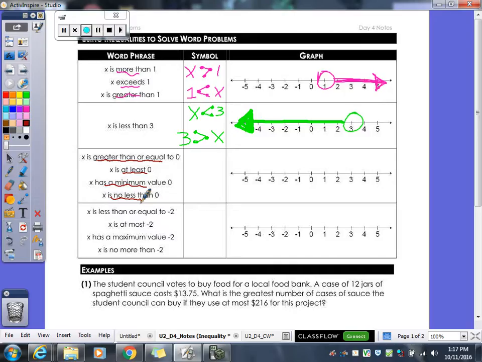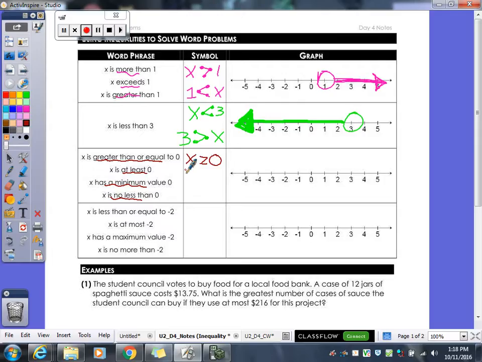Because if I say you have to be at least 16 years old to drive, what does that mean? 16 or older. You can't be 15 and a half. You can't be 15 in 10 months. At least 16. That means you have to be a minimum of 16 to drive, right? So it's going to be X. Now here it's not 16, it's 0. X is greater than or equal to 0. X is at least 0.